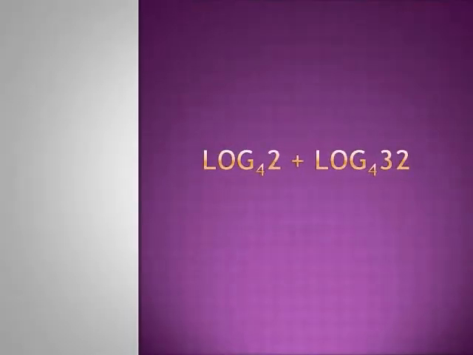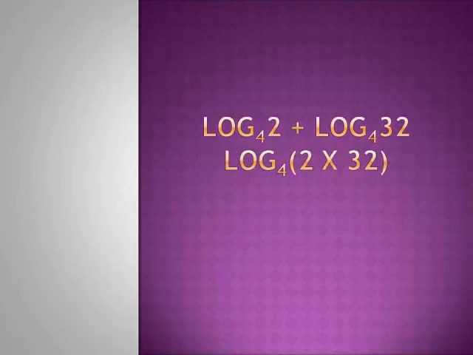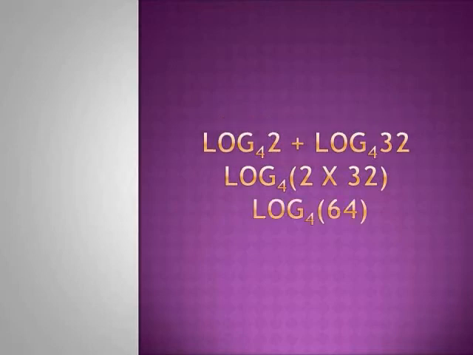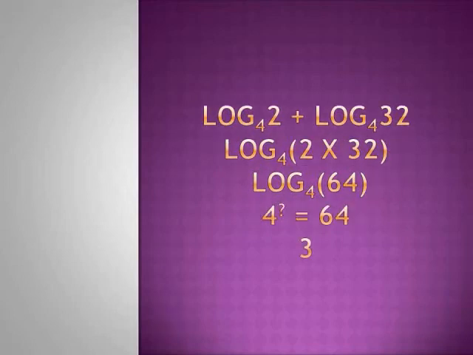Alright, we're going to start with this one. Log base 4 of 2 plus log base 4 of 32. Using the property, you combine and you multiply 2 and 32, which gives you log base 4 of 64. Then you think to yourself, what power of 4 gives me 64, and I know it's that 3.